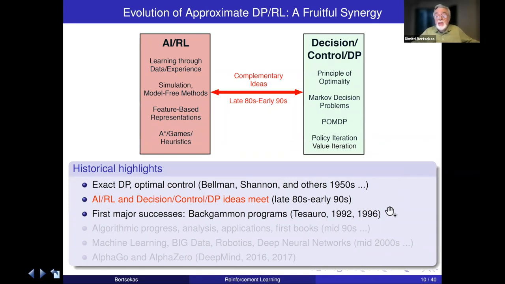Personally, I got involved in this field to a large extent because I was so impressed with the success of Tesauro with backgammon. This motivated further work in the mid 90s that involved new algorithms, some analysis to understand the algorithms and the context to which they apply, various applications, and also there were a couple of books that were published in the mid 90s. The first books on the field.